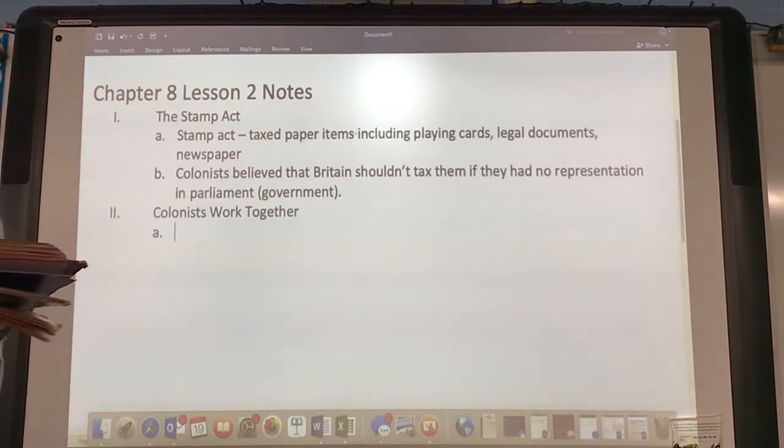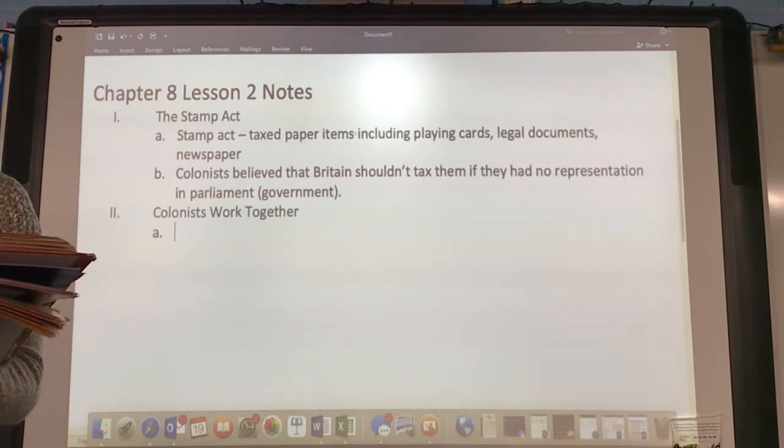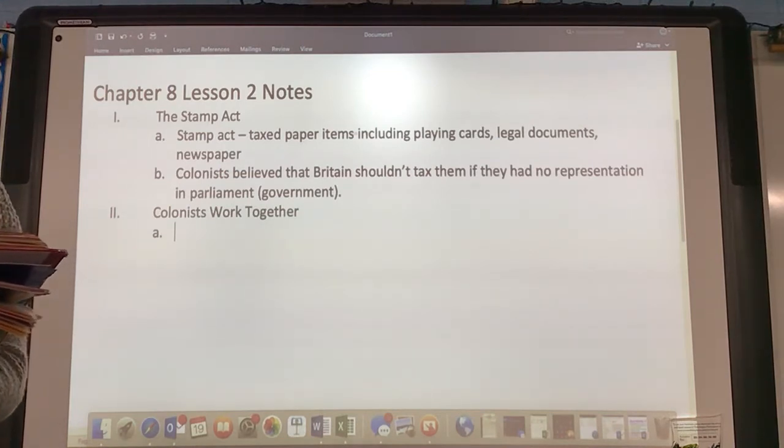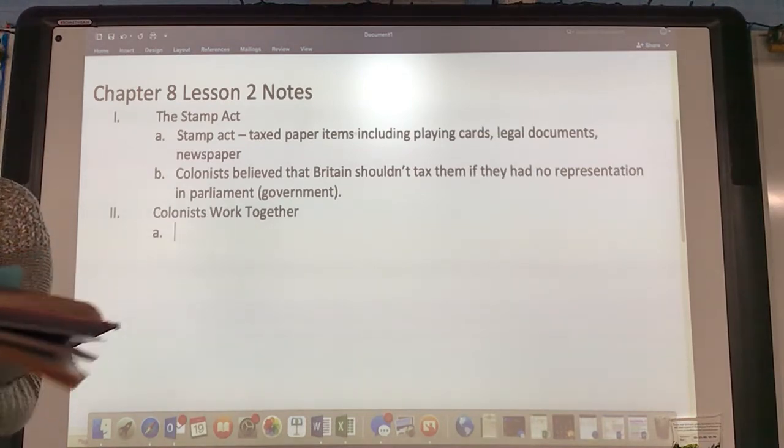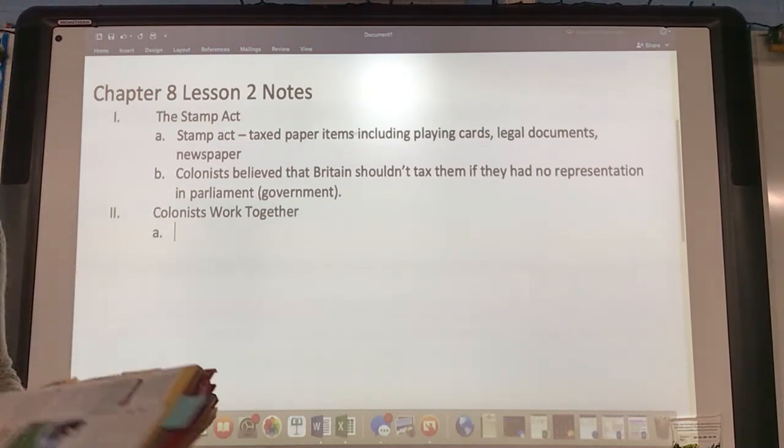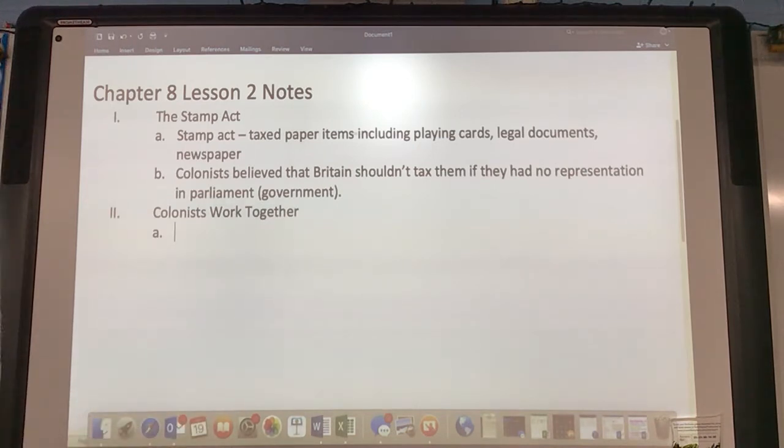The Sons of Liberty captured several British workers who tried to collect the tax. They covered these tax collectors with sticky tar and dumped feathers on them. The Sons of Liberty also chased tax collectors out of their towns. So who were the Sons of Liberty? Who were they and what did they do?